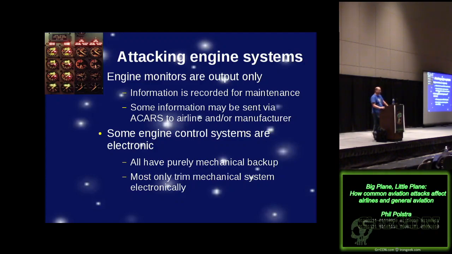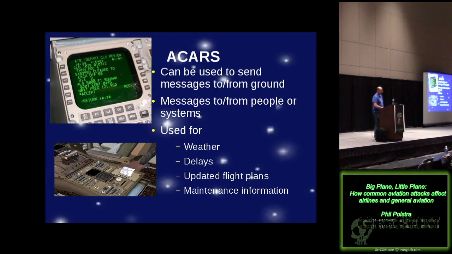But okay, real quick, a couple other things. Some people have talked about things like attacking engine systems. A lot of engine systems have monitors, and some of the information can be sent out on something called ACARS. I'll talk a little bit more about that right now. So ACARS is a system that is used to send messages to and from the ground.